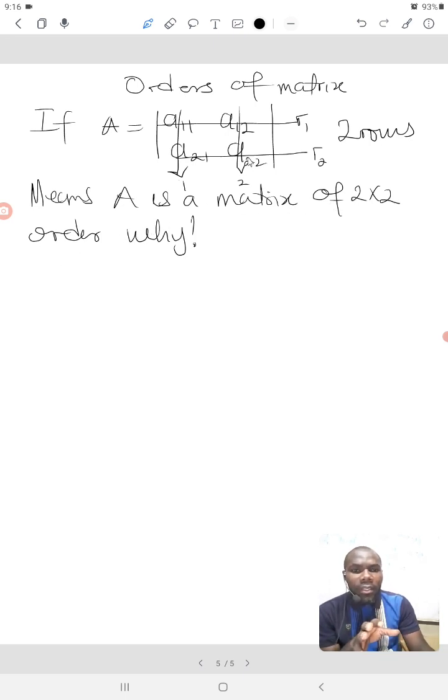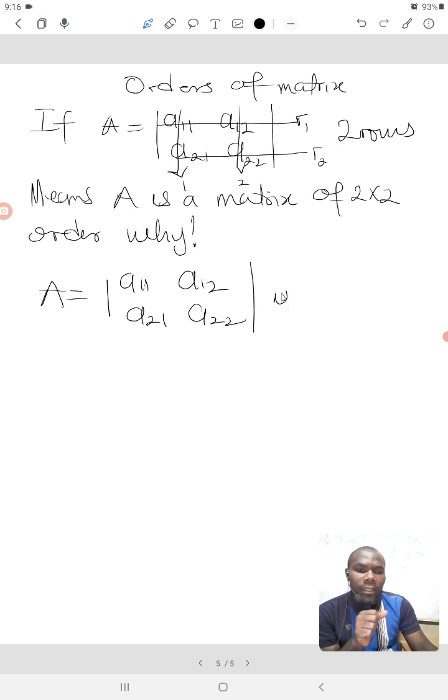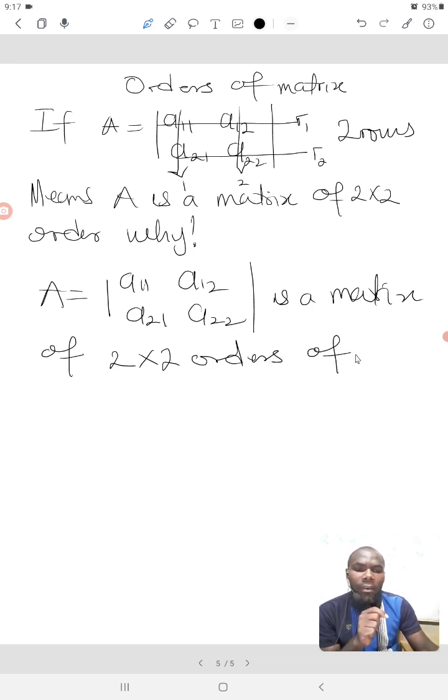This means this matrix A, which is this, is a matrix of 2 by 2 order.